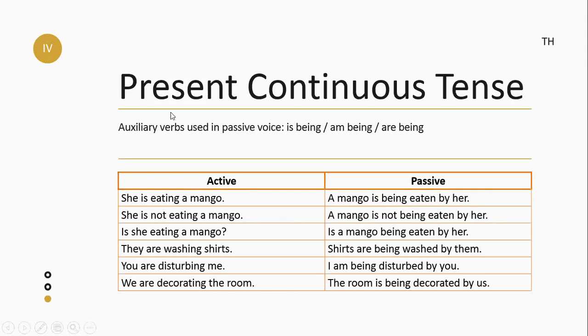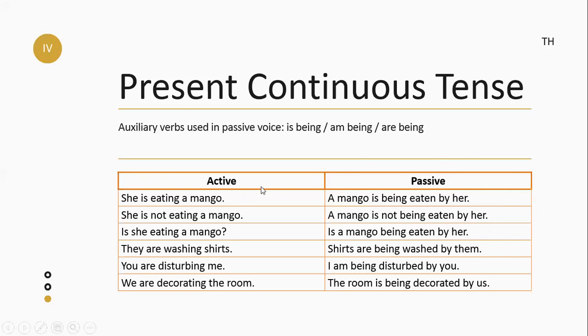If you look at this question here, is she eating a mango? Again, we have to make it into passive first, and then we can make it as a question sentence here. Is a mango being eaten by her? So that is how we make the passive here, right?